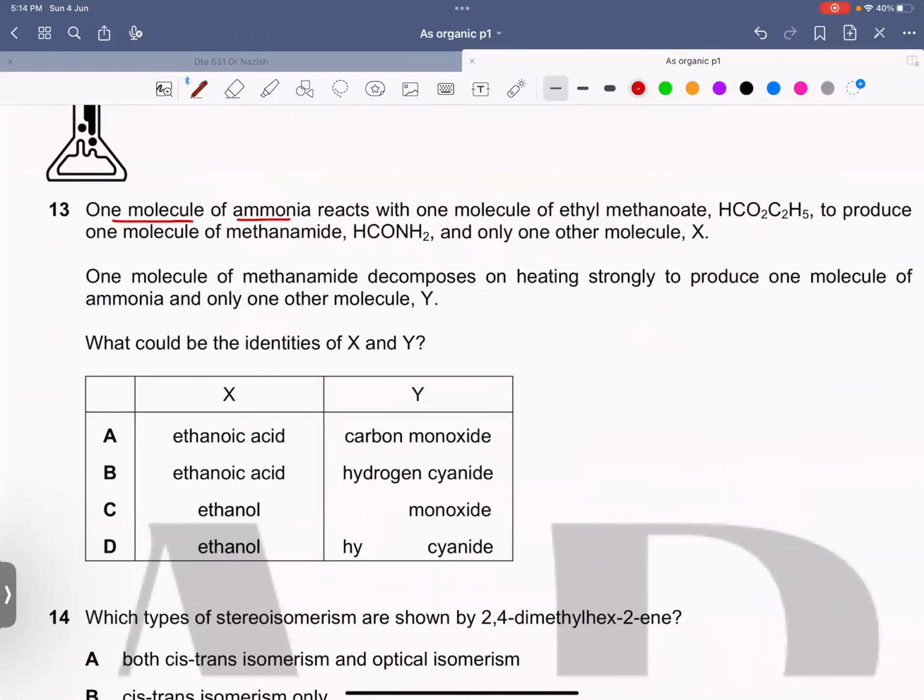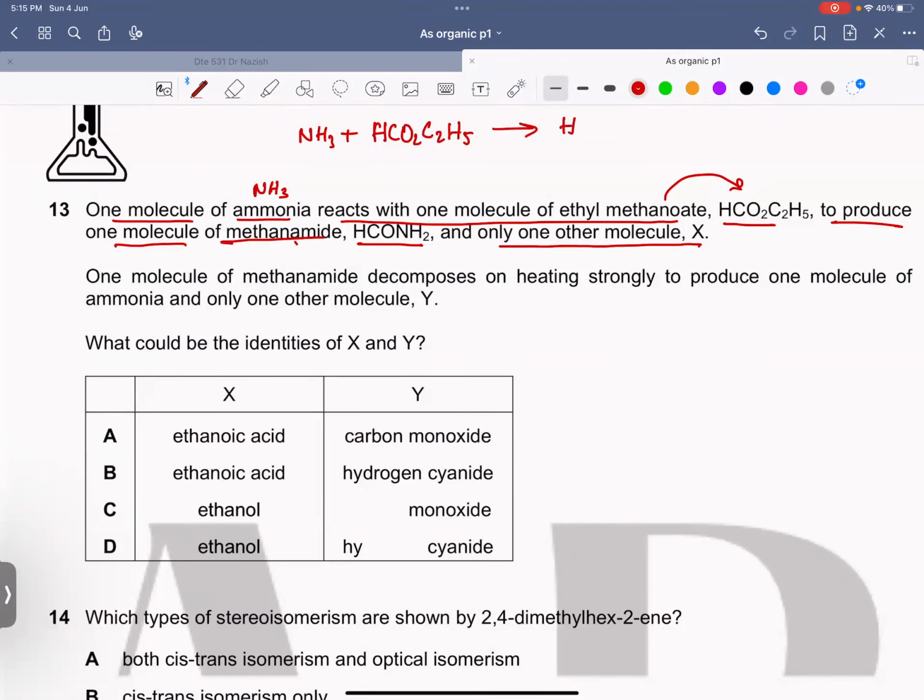One molecule of ammonia, NH3, reacts with one molecule of ethyl methanoate. Here we have the formula to produce one molecule of methanamide and only one other molecule X. So if I make the equation over here, NH3 is reacting with HCO2C2H5, and they have given us one product.